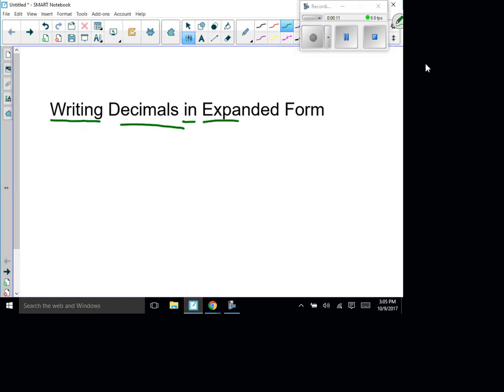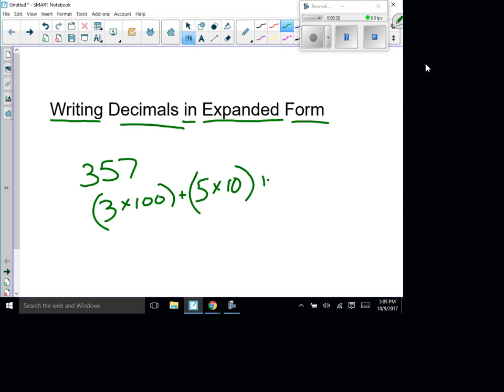Today we're going to go over writing decimals in expanded form. A lot of you remember from chapter 1 when we did expanded form, and I had, say, 357, and I had to make it into a problem, and you went 3 times 100 plus 5 times 10 plus 7 times 1, and that is the expanded form of 357.